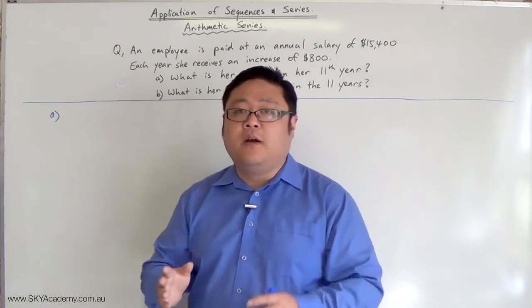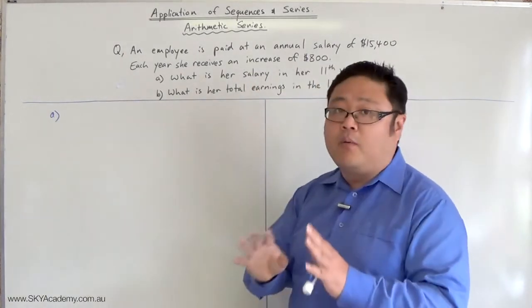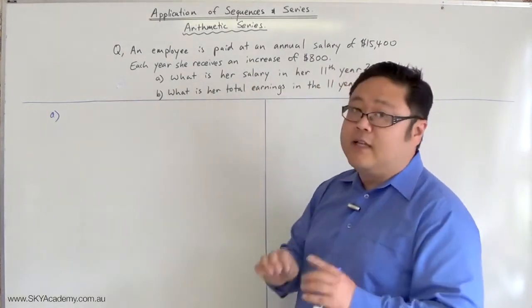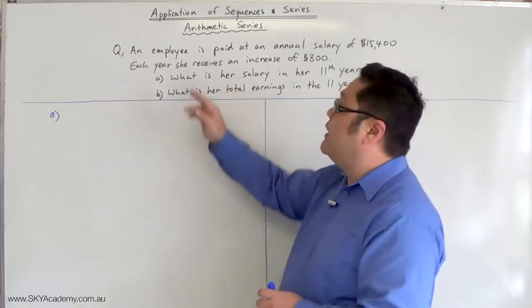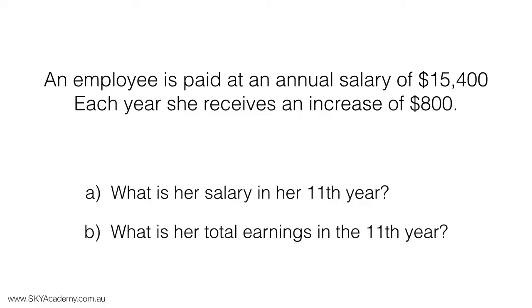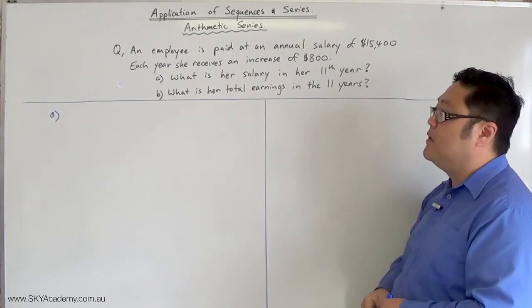And in this episode, we've got one example that I want to go through. So let's read this out together. An employee is paid an annual salary of $15,400. Each year, she receives an increase of $800. What is her salary in the 11th year? And what is her total earnings in the 11 years?